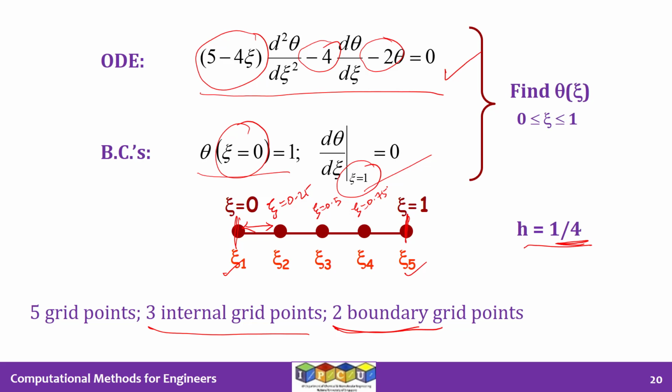One of the values is known because theta at psi equal to 0 is given to be 1. So we already know the value of theta at this particular point. So we know theta 1 is going to be equal to 1. We do not know theta 2, which is the value of theta at psi equal to 0.25. That means that psi is equal to psi 2. We do not know the value of theta at this particular point. We do not know the value of theta at psi 4. We do not know the value of theta at psi 5. So we need to find out these 4 values.